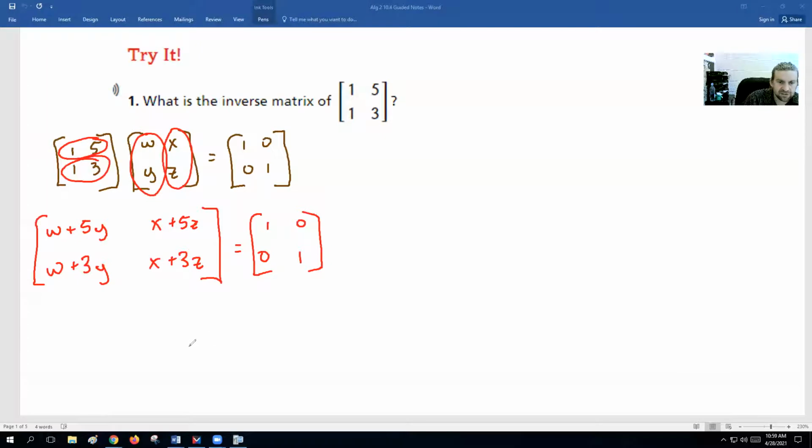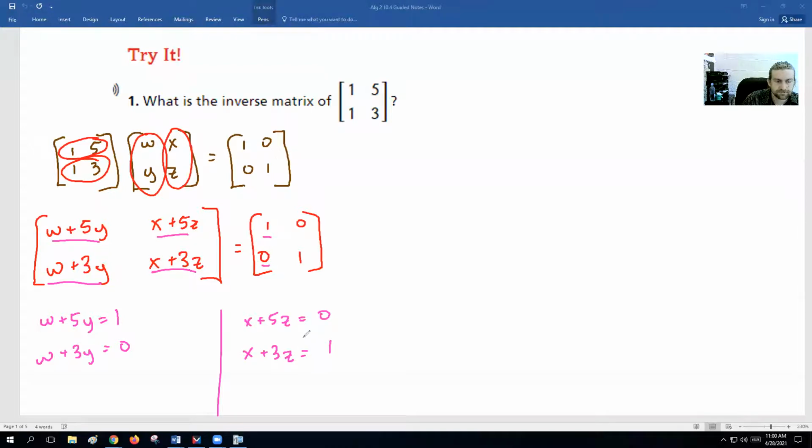So we end up making two systems of equations. We have one where w plus 5y has to equal 1, and w plus 3y has to equal 0. Then we have another problem where x plus 5z equals 0, and x plus 3z equals 1. It's nice to treat these as separate problems to get our separate answers.